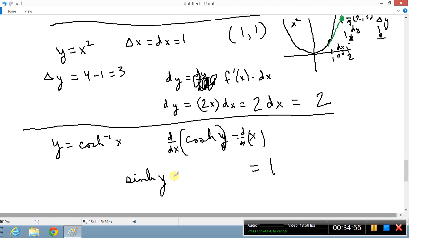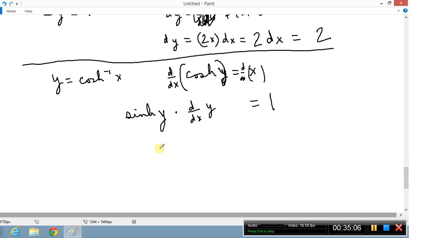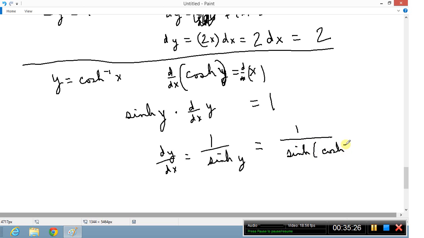So it's sinh of y, but the chain rule says you got to multiply by the derivative of what's inside, y. So here's dy dx. And so I can solve for dy dx and get 1 over sinh of y, and finally just plug in for what y is. So you get 1 over sinh of y, which is cosh inverse of x. And that is good enough, even though there are identities that allow us to rewrite this in other forms. This is good enough.